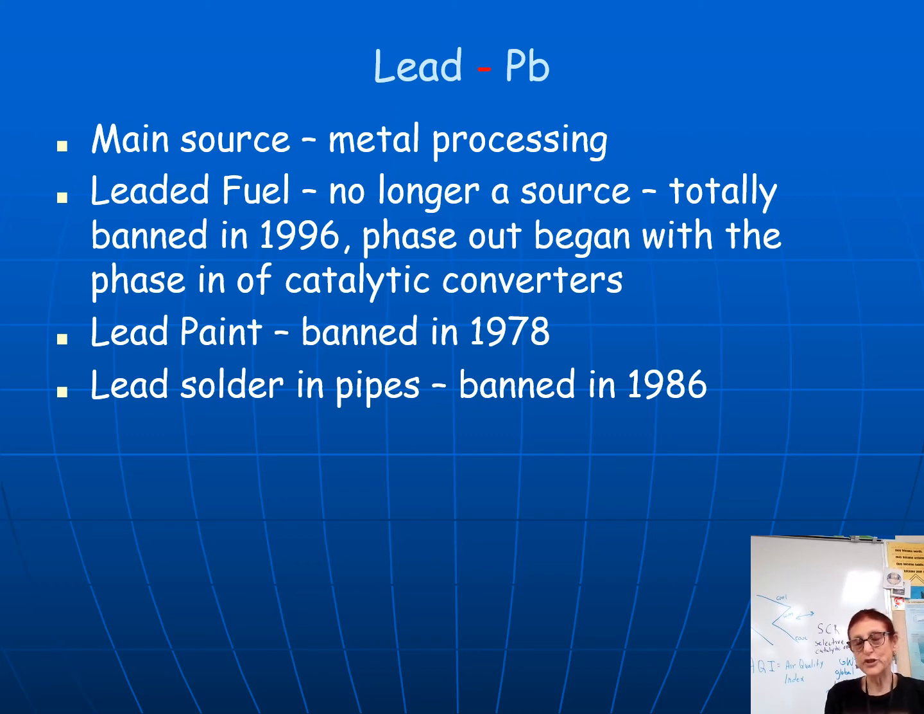Lead is a very soft, pliable metal. So go back to the Roman Empire. The aqueducts were all lead pipes. Their silverware was made of lead compounds. Their wine goblets were made of lead compounds, right?